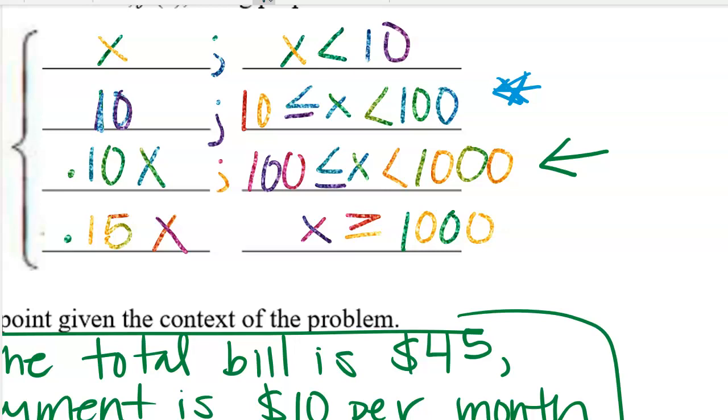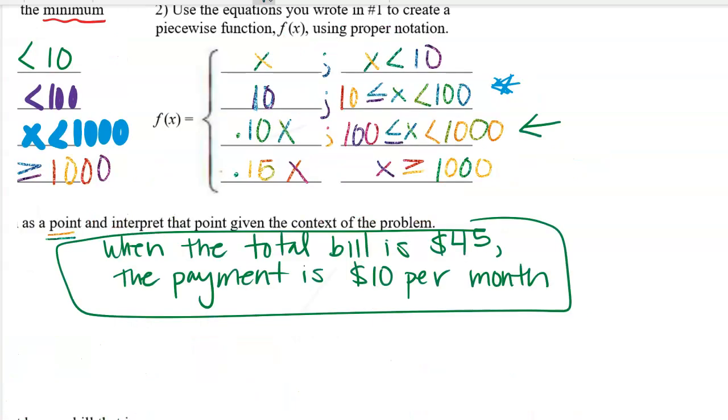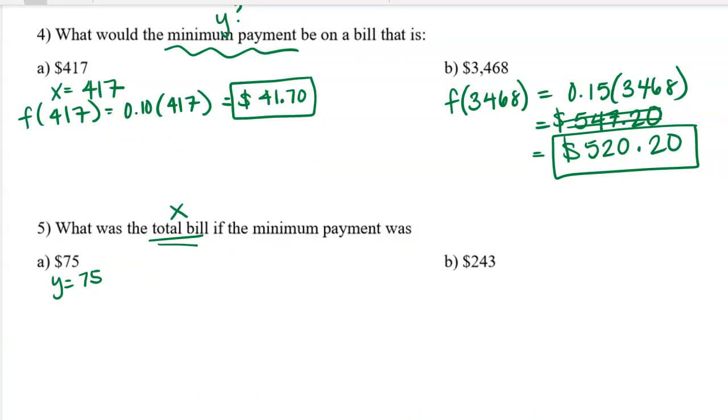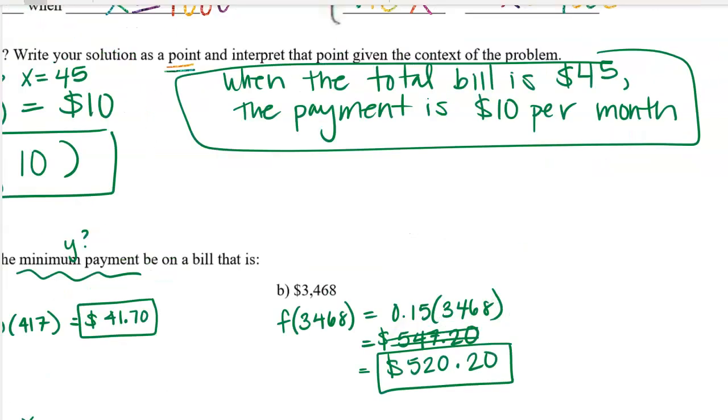Still just what? $10. Yes or no? If we owe $10, we pay 10. So is this going to be the second piece to calculate that question? Yes or no? Can we use the second piece to calculate part 5A? No, because your Y is 75, your payment is 75, so we know the second piece is not a good fit, right? Let's go to the third piece.